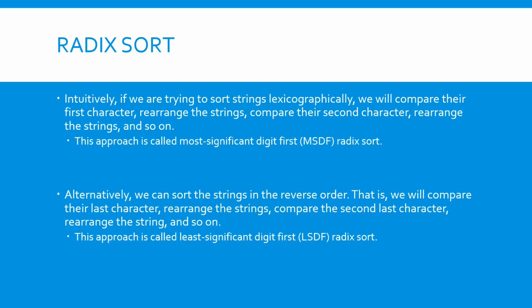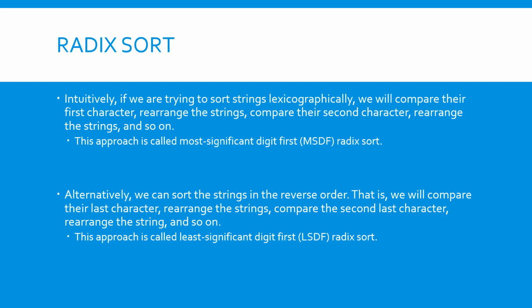Intuitively, at this point, we can begin by comparing the first characters from the strings, rearranging them, and then comparing the second character from the strings, rearranging them, and so on. For the sorting based on characters from a given position, we refer to it as a sorting phase. The above approach is called the most significant digit first radix sort, or MSDF radix sort.